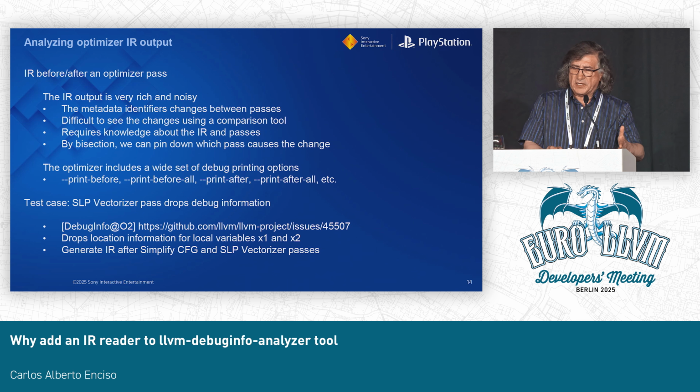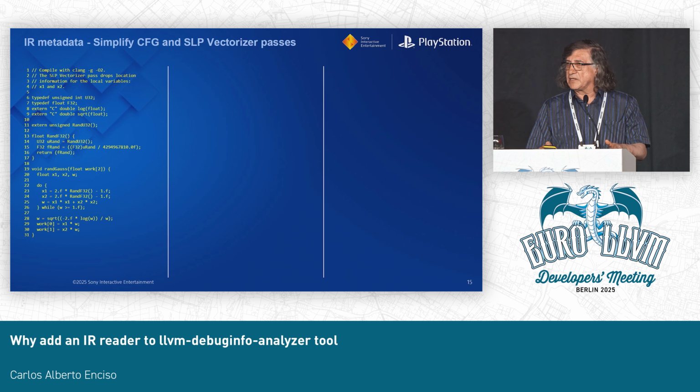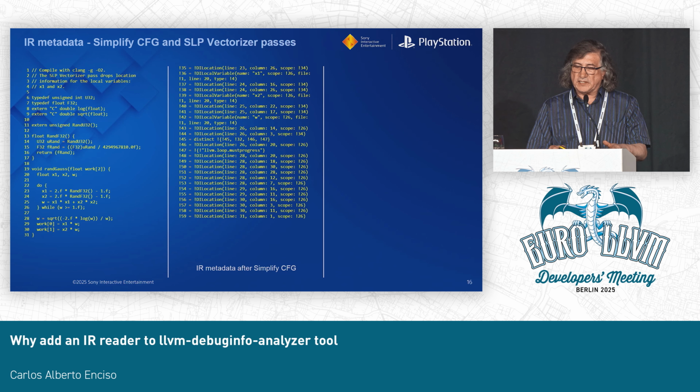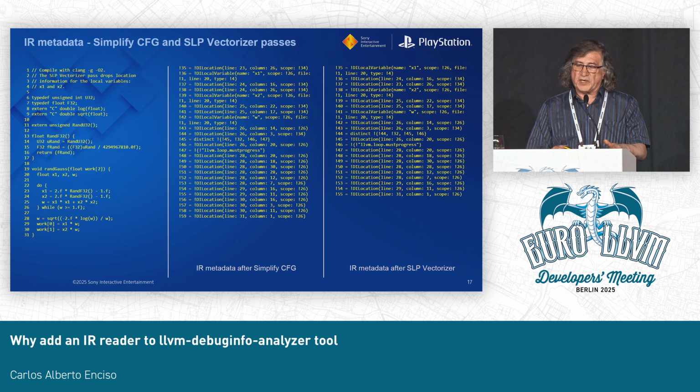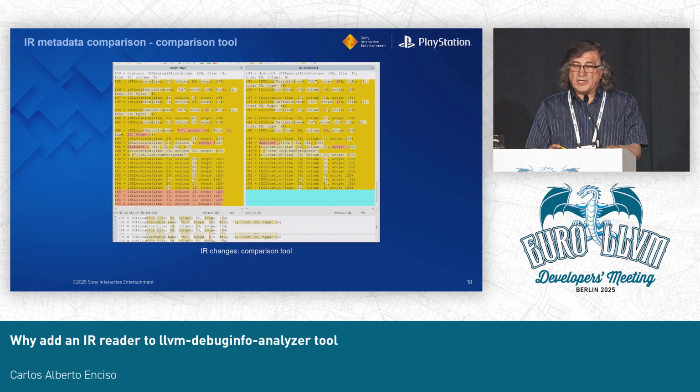For this specific presentation, we are going to take an output after the SLP vectorizer pass that shows some dropped debug information. On the left, we have the source code, the test case. This is the IR metadata after simplified CFG, and the IR metadata after the SLP vectorizer pass. Using a normal comparison tool, these are the changes between the IR. Can anyone spot the dropped locations? I would say no.